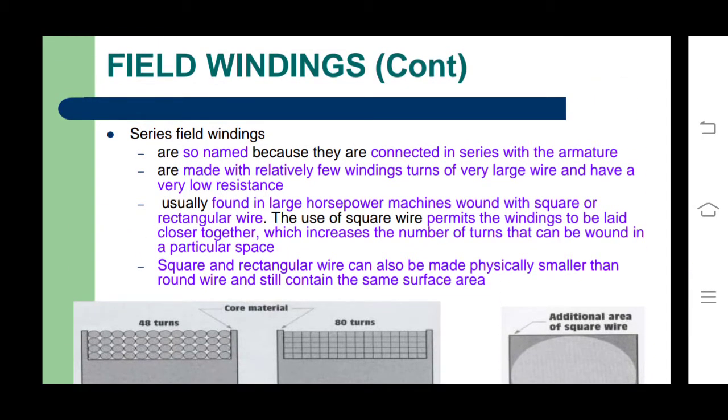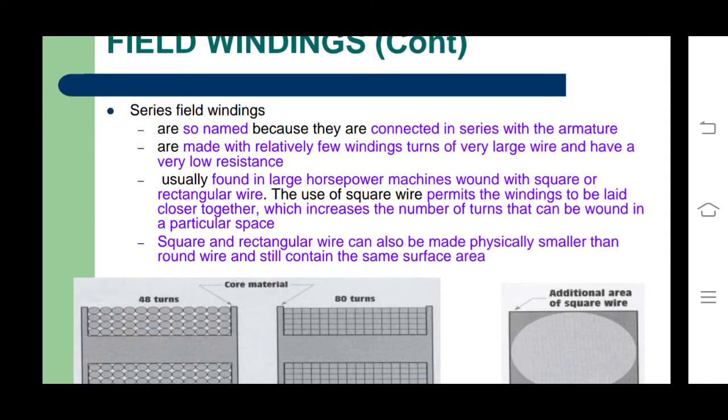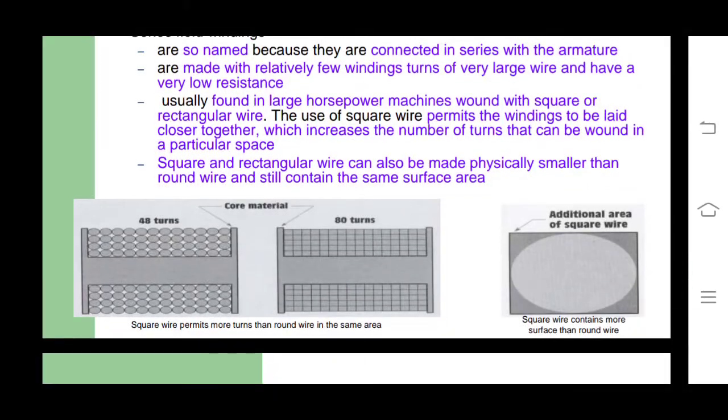Series field windings are so named because they are connected in series with the armature winding. They are made with relatively few turns of very large wire and have a very low resistance.